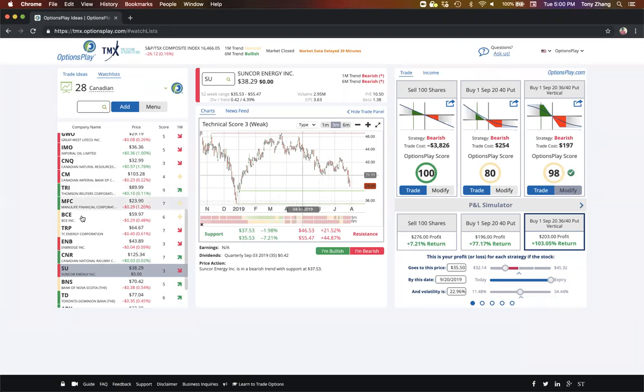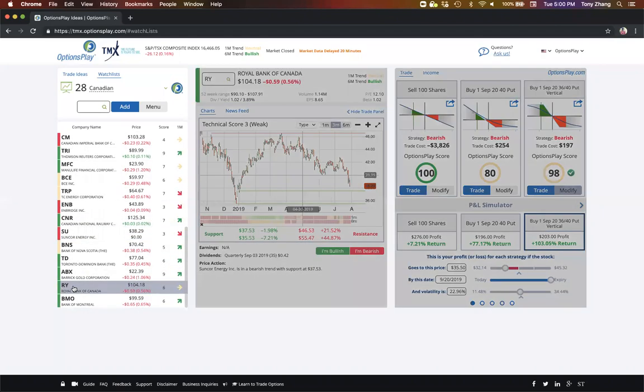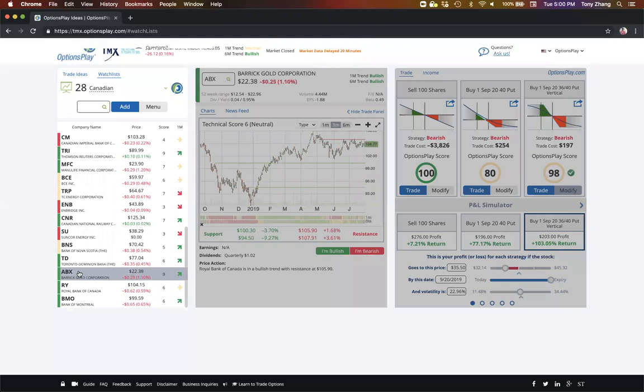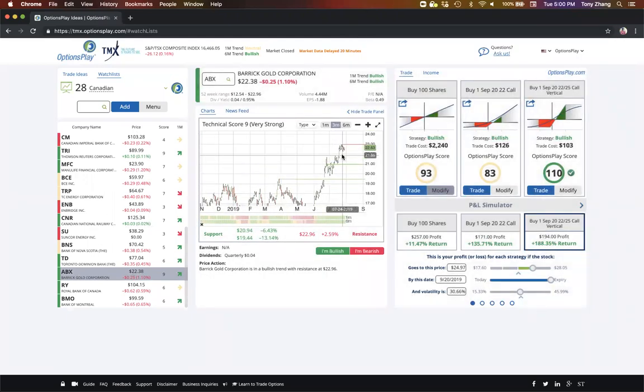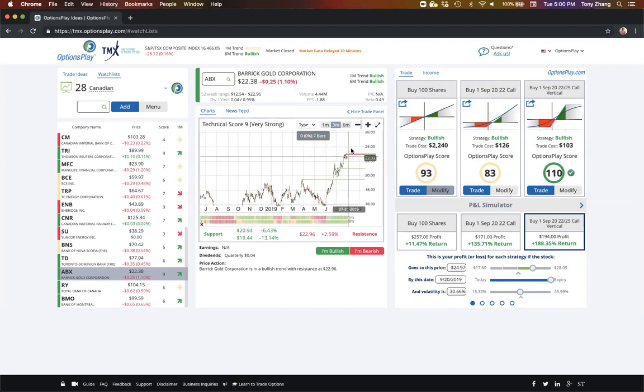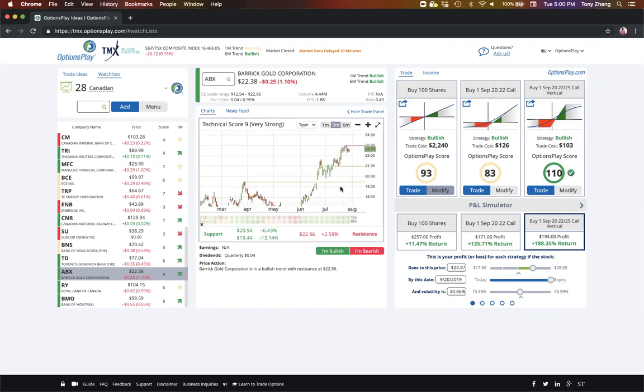So make sure that you take a look at OptionsPlay. That can help you understand your trades. I was looking at Barrick Gold. Mining stocks have really taken off with gold prices taking off. So this is a stock that has made a new 52-week high. We don't really have any reference points for how high I think the stock can go. So, do I think the stock can make a run at 24 or even higher?